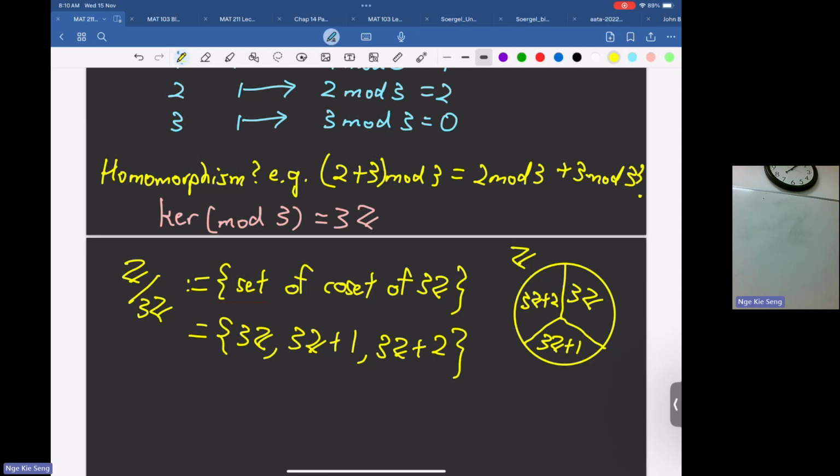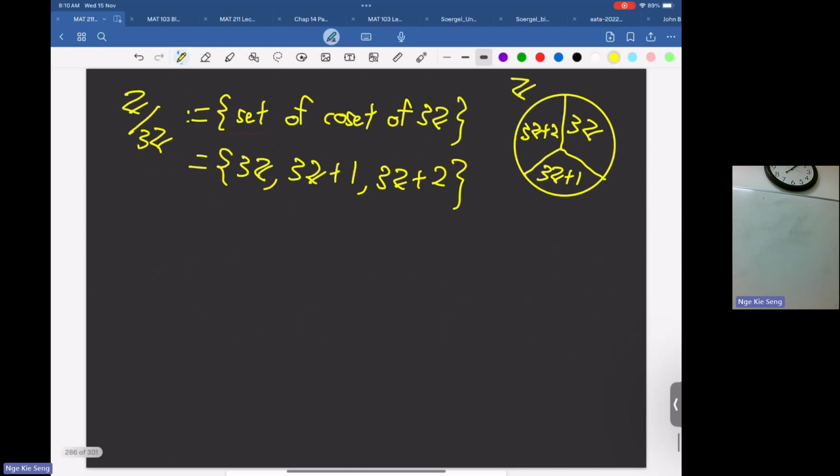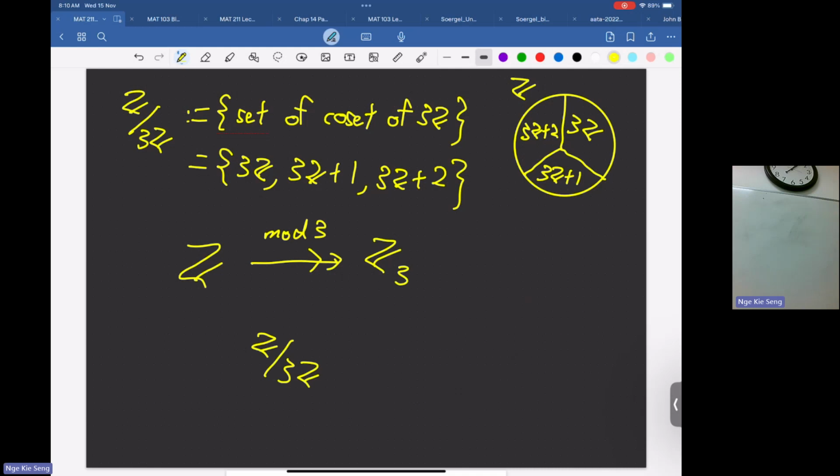So what have we established last time? If we have a surjective map, mod 3 to Z3, we called it Z3 just now, and we have Z mod 3Z here, there's a commutative diagram here. So what's the commutative diagram? From Z to Z mod 3Z is a quotient map. What does this do? This just sends any element x to the coset x.